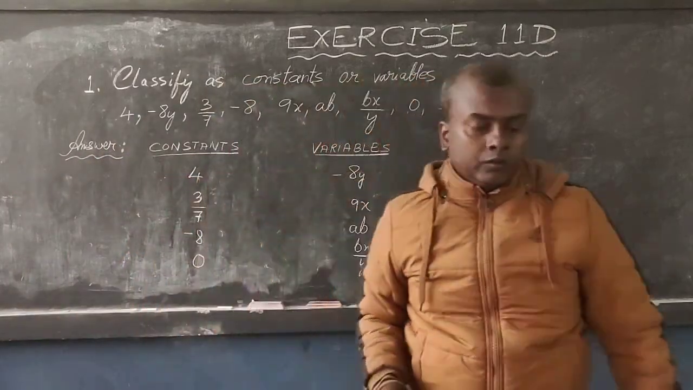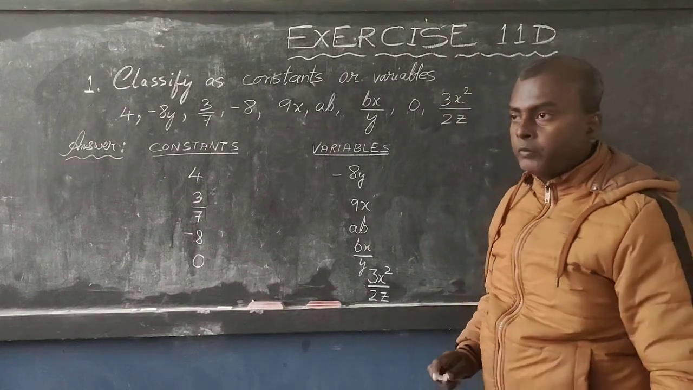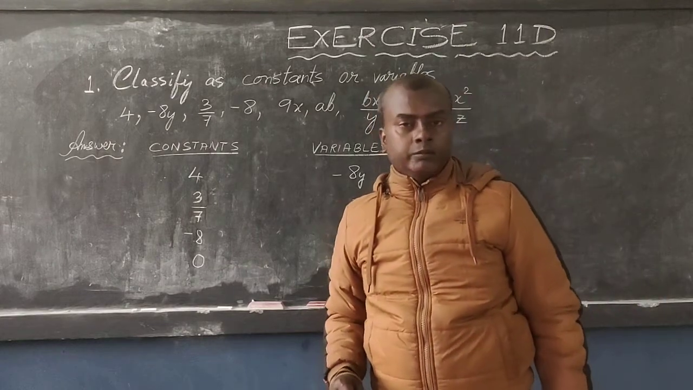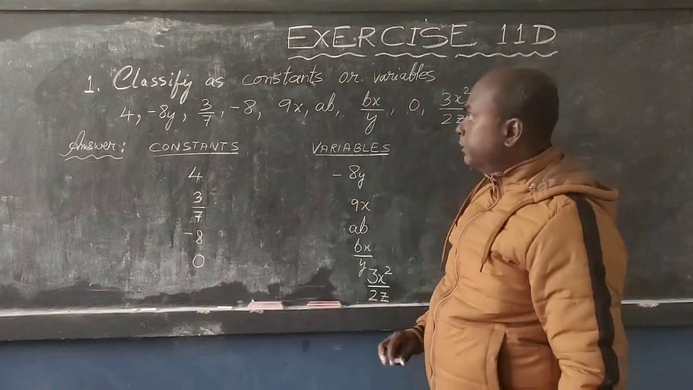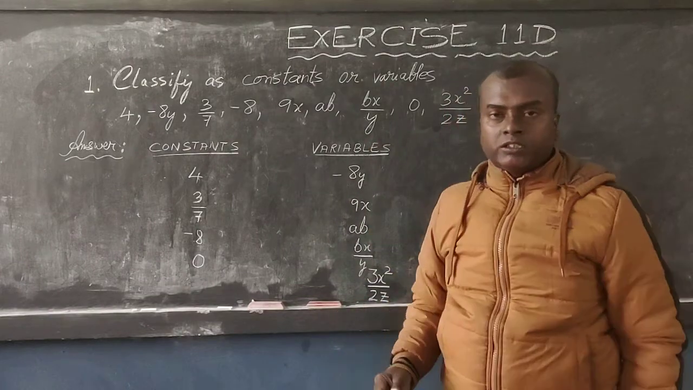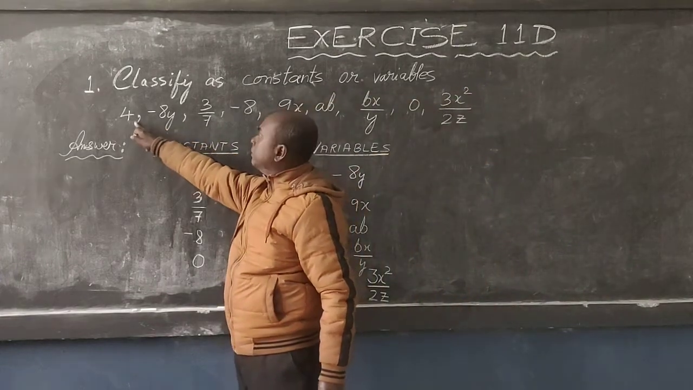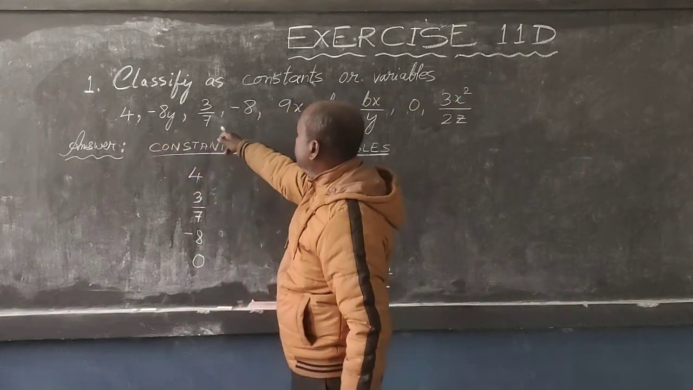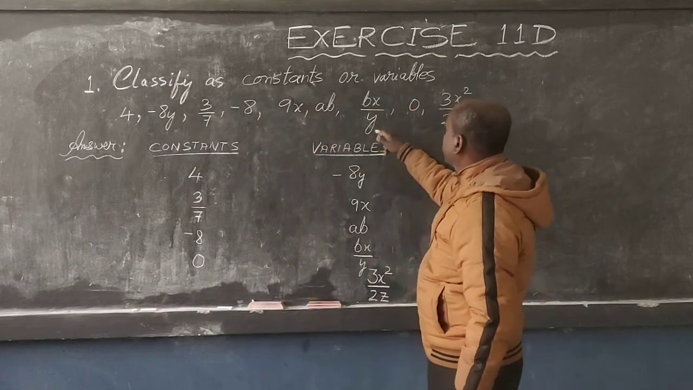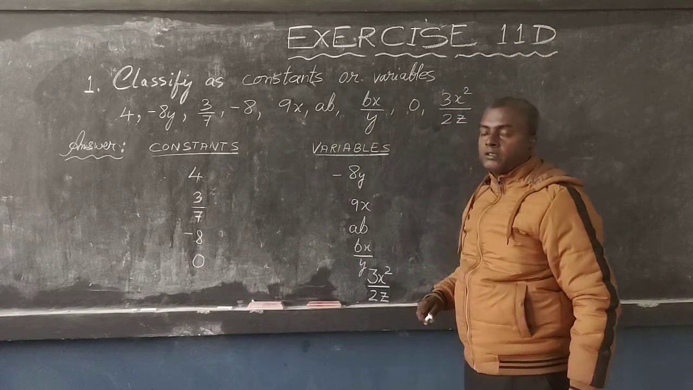Okay, now let us see from our exercise. Exercise 11B. All of you can open your book. Exercise 11B. Whatever we had learned, those terms, now it's time to apply them in this question. Now in this question it is given, here are a few algebraic expressions: 4, minus 8y by 7, minus 8, 9x, ab, bx by y, 0, 3x square by 2z.